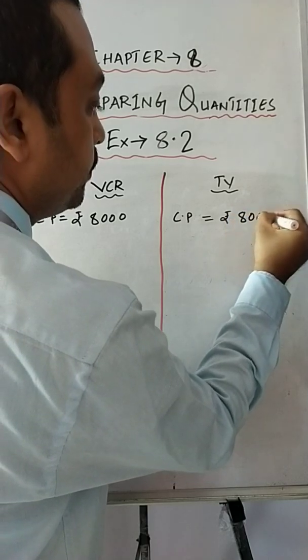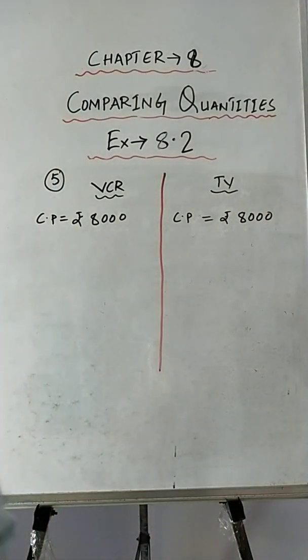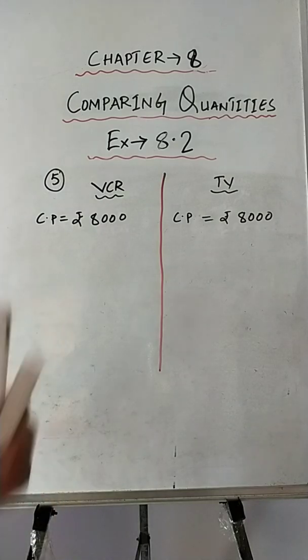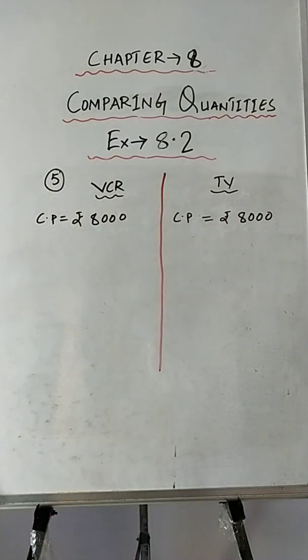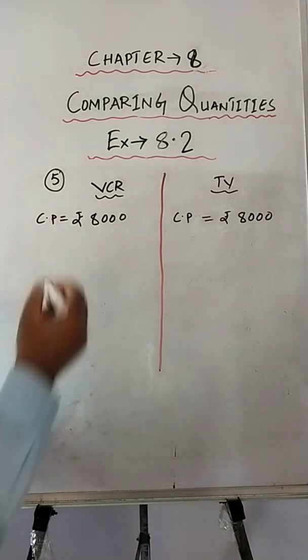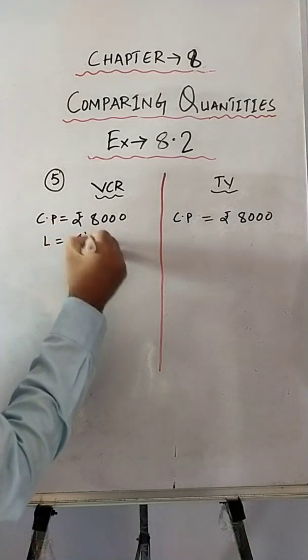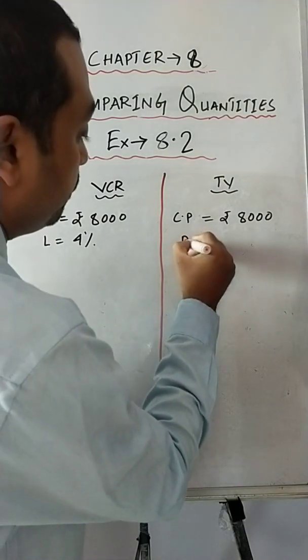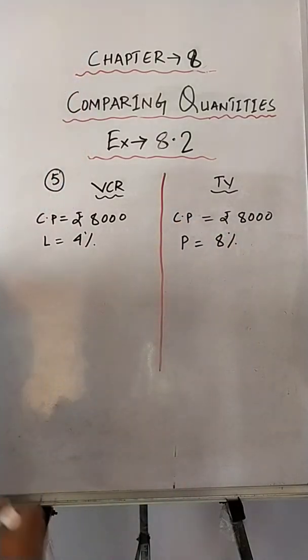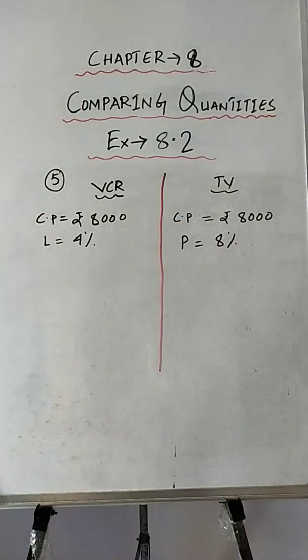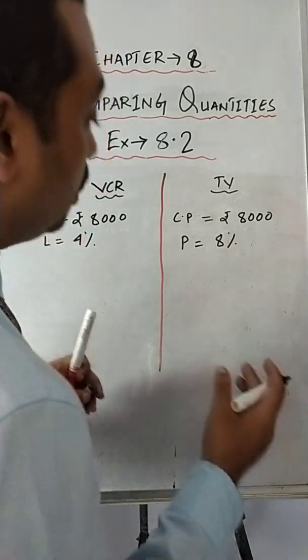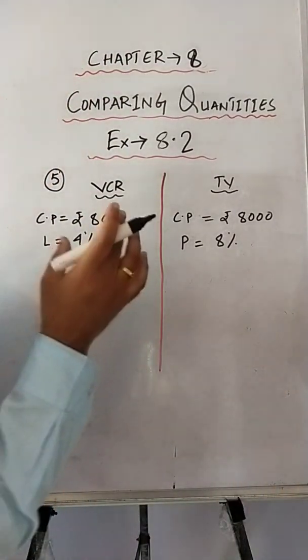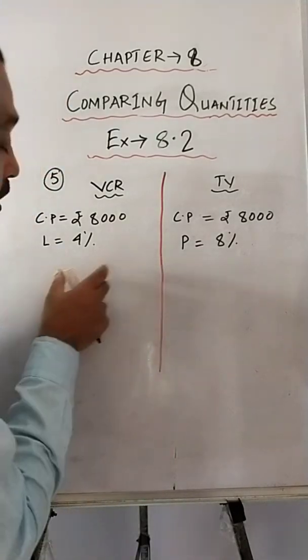Cost price of TV is what? Rupees 8,000 only. Okay. Now, when the shopkeeper is trying to sell these two things, he is suffering a loss of 4% on VCR. That is, loss is 4% in the case of VCR. But in the case of TV, he is making a profit of 8%, students. 8%. Now, the final question is find the gain or loss percent on the whole transaction. Fine. So before we see the profit or loss on the whole transaction, what is the first thing that we have to find? The selling price of each item.